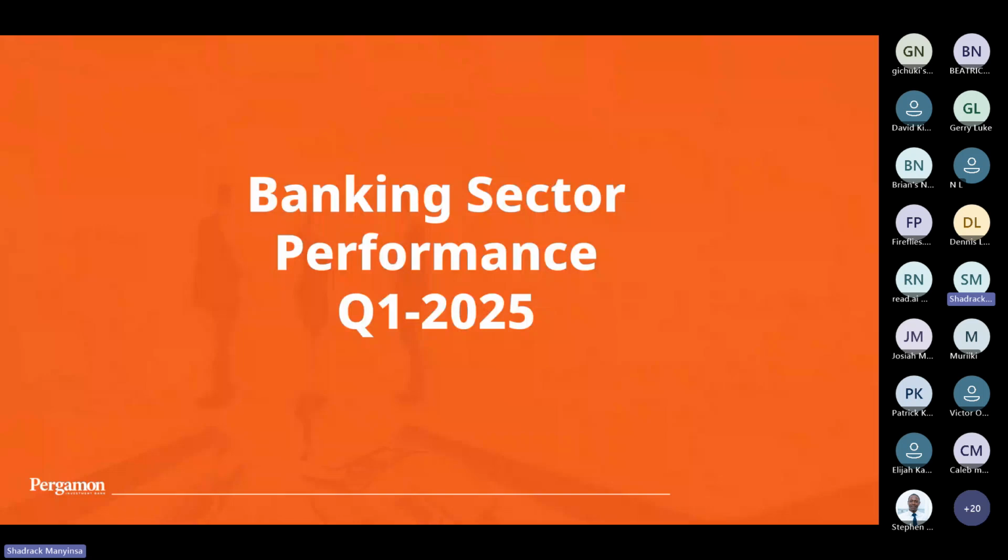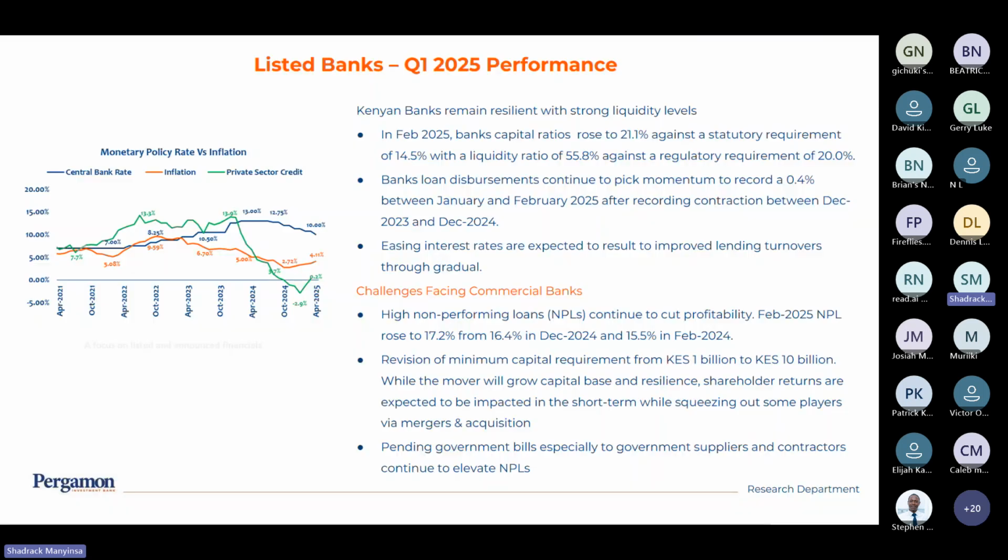So I want us to look at the banking sector, how they have performed in the last 3 months of the year 2025. Majorly, the challenges in the banking sector remain high NPLs, that is high non-performing loans, and then of course higher lending rates. So disbursements reduced, and some clients shied off from borrowing because of expensive borrowing.